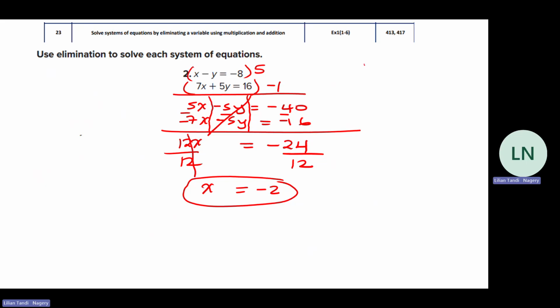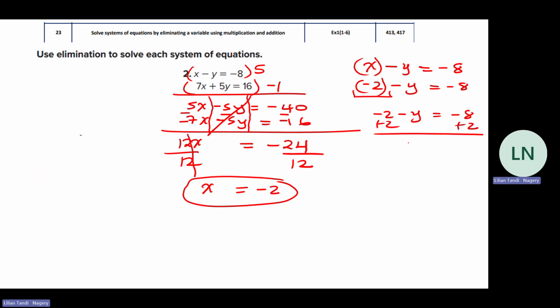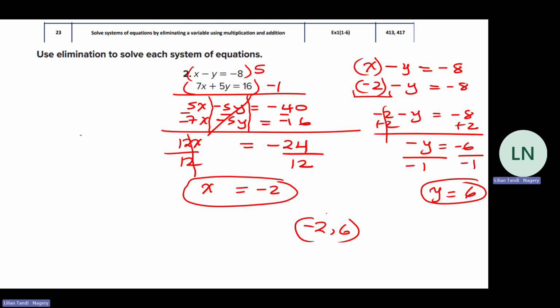Find y, I will use the first equation, x minus y. I know x, it will be in parentheses, equals to negative 8. Negative 2 minus y equals to negative 8. Nothing changes here, so this becomes negative 2 minus y equals negative 8, plus 2, plus 2, negative y equals to negative 6. Divide by negative 1, divide by negative 1, y is 6. Your answer is negative 2, 6, x, y. Box your answer.